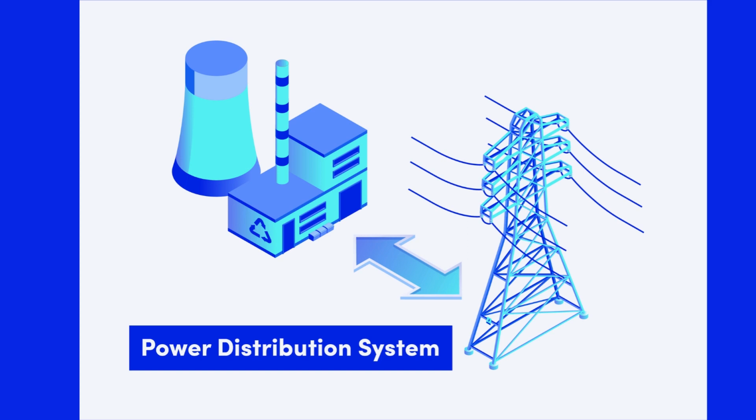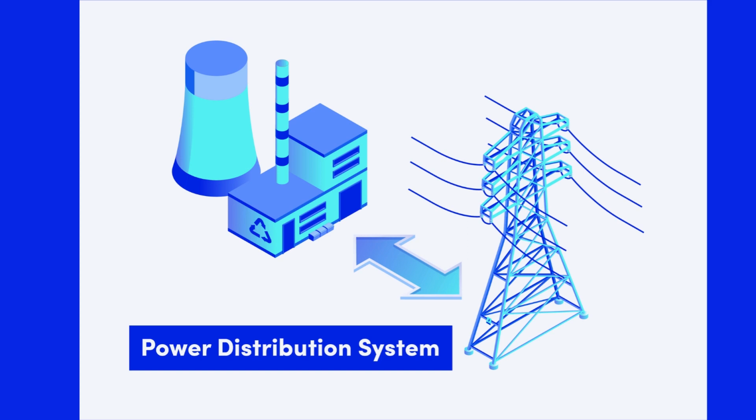Distribution transformers. These transformers further step down the voltage to a lower level, usually 240-120 volts for residential use or 480-277 volts for commercial use. This is the voltage that powers your lights, appliances, and other electrical devices.